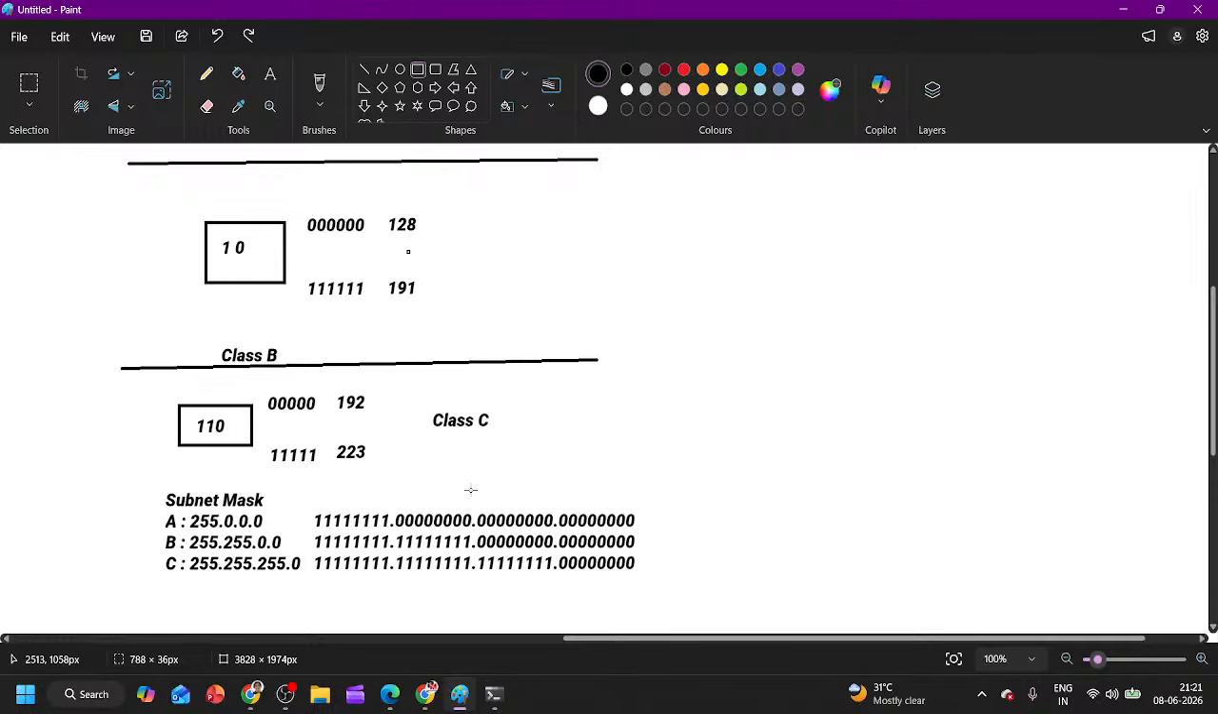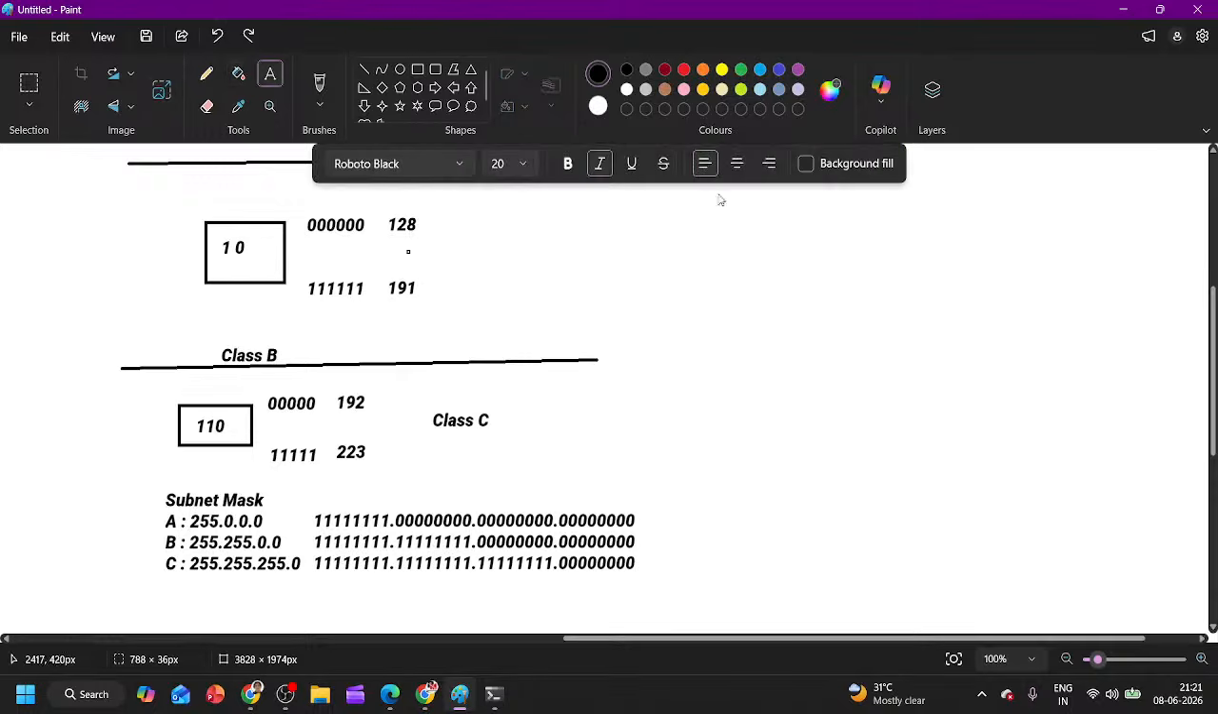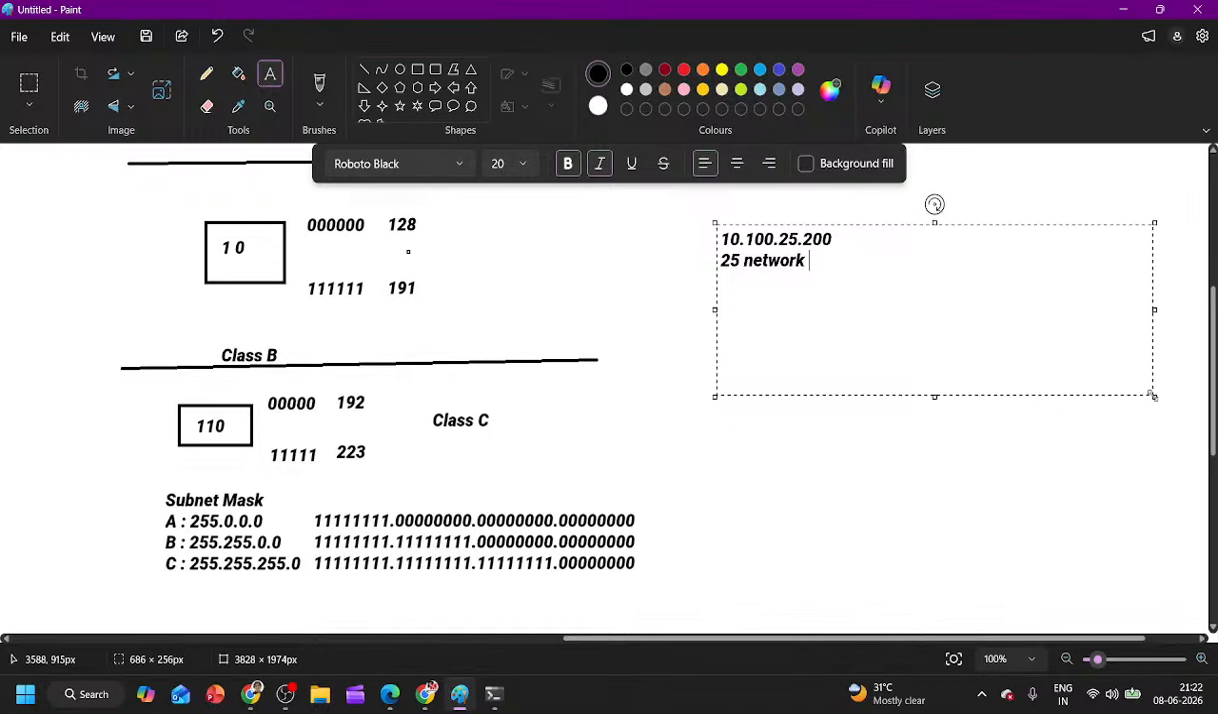Even if you only know the network bits, let's say I am telling you that I have one IP address, 10.100.25.200, and there are 25 network bits. So can you tell me how many host bits are there inside this IP address? I told you the network bits and the IP address. I want to find the host bits.